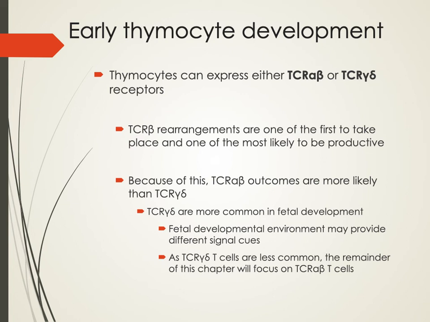When we look at T cell receptors, they're going to be more likely to be alpha beta than gamma delta. Gamma delta is actually more common in fetal development, and the fetal environment is going to be different, with different signal cues. But as the organism develops, that gamma delta arrangement becomes less common. So for our purposes, we're going to focus more on alpha beta T cell receptors.